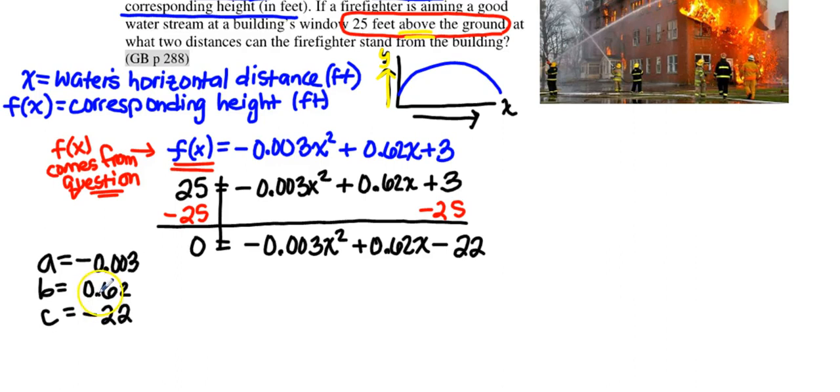So from here, this is where I mentioned I'm going to challenge you to do as much of this by yourself as possible. I'm going to ask that you press pause right now and try the rest of this on your own. Recall that the quadratic formula is x equals negative b plus or minus square root of b squared minus 4ac, all divided by 2a.